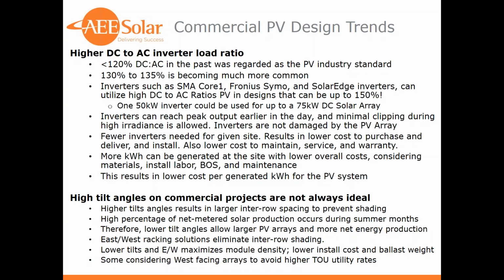We also are offering east-west racking solutions, which completely eliminates inter-row shading and allows a very tight module density to be deployed. So the lower tilt racking and the east-west racking maximizes your module density and overall lowers your install costs and ballast weight. So with the lower tilt, we need a lot less ballasting on the roof. Less windscreens need to be deployed. With the east-west racking, no windscreens at all. So that definitely helps your labor and installation costs.